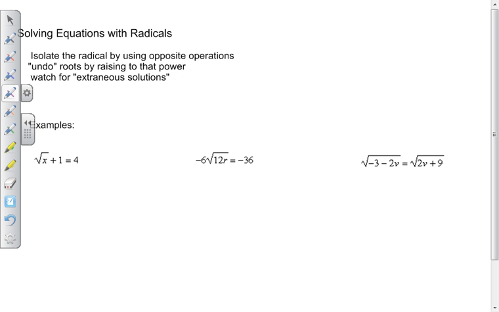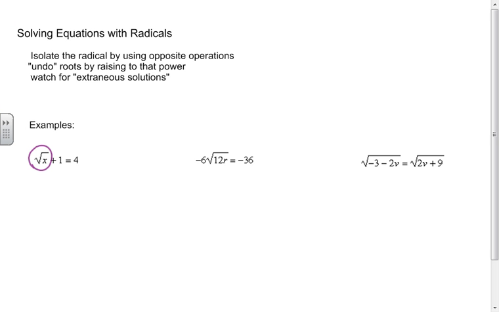A related concept to this is, what if you have a radical in your equation? So first of all, you're going to isolate it, move everything away by opposite operations. We're going to do the reverse. We're going to undo the roots by raising to that power. If you have a cube root, you cube both sides.